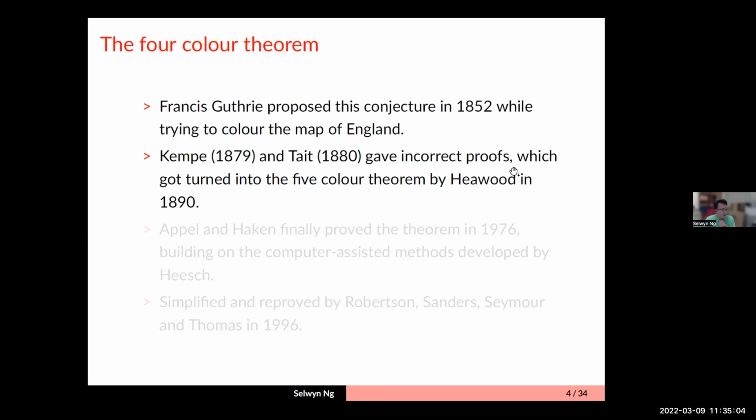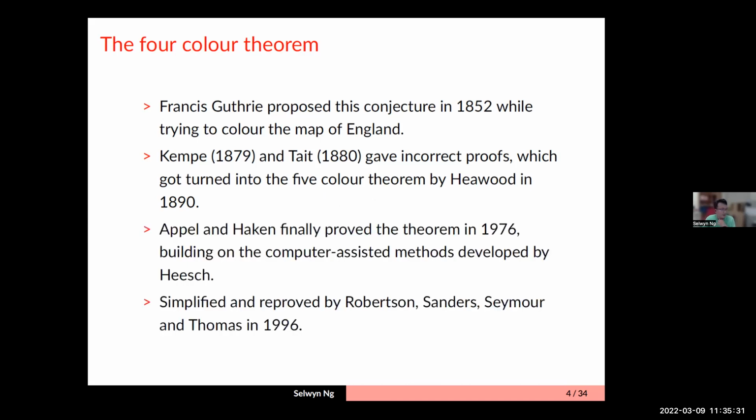The proof stood unchallenged for 11 years. Sometime later, Heawood found the flaw in the argument in the first proof, and then exploited that to get a proof of the 5-color theorem. Now the 5-color theorem is much easier to prove than the 4-color theorem, and perhaps we'll say something about that later on. But anyway, the 4-color theorem was finally proved perhaps about 100 years later.